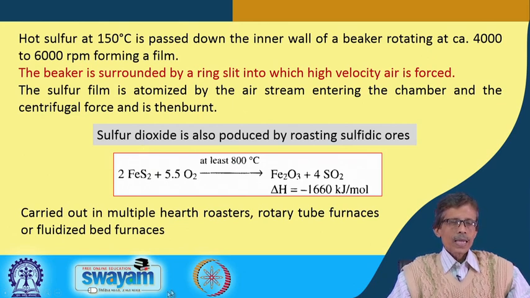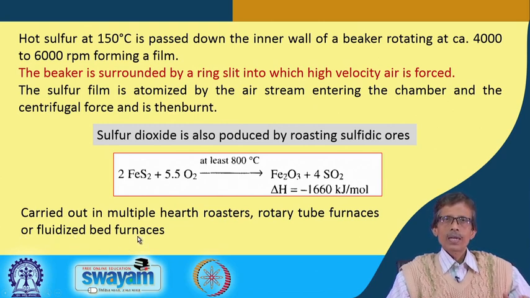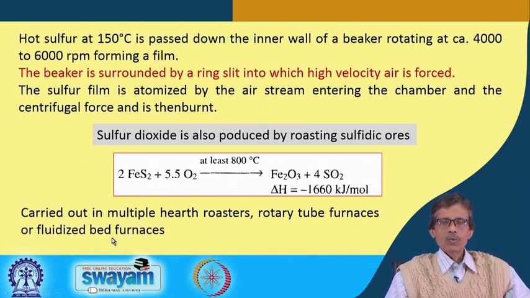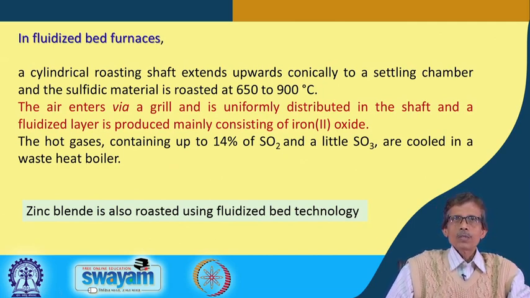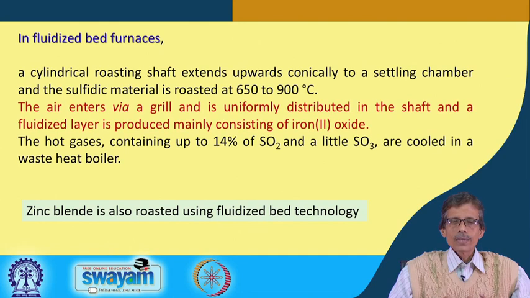So, these can be carried out in multiple hearth roasters, rotary tube furnaces, and sometimes fluidized bed furnaces. This is a typical terminology, that you have the fluids and you have the beds where the contact of the corresponding reactions can be achieved, and these are furnaces, that means a typical high temperature reaction. So, in fluidized bed furnaces, what happens there is that a cylindrical roasting shaft is available that extends upward conically to a settling chamber.